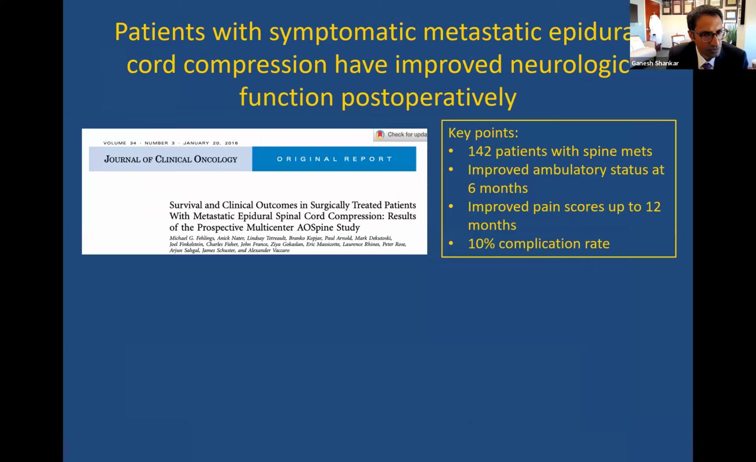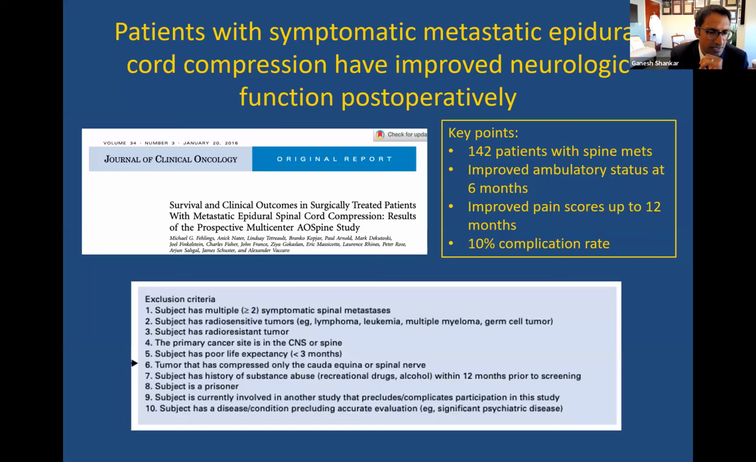And so this very nice retrospective review by Dr. Failings and the AO group tracked 142 patients. What they found is that for patients who had surgical management of cord compression, there was improved ambulatory status up to at least 6 months and improved pain scores up to 12 months. And this came at a 10% complication rate.